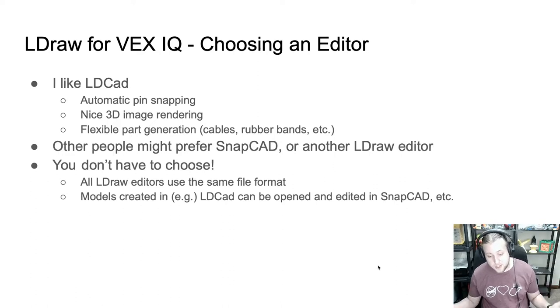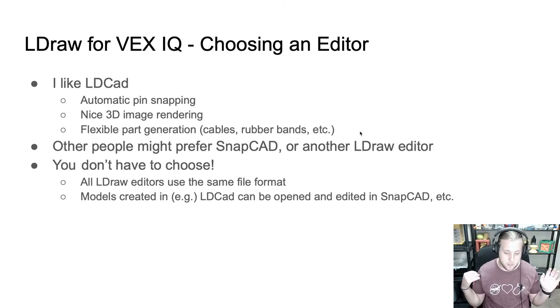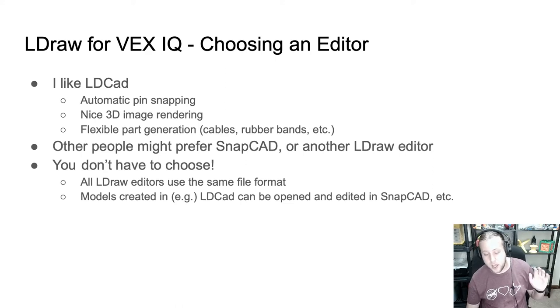So there are lots of different editors. My personal preference is for LDCAD. I think it has some really useful features, such as automatic pin snapping, which we'll take a look at in our demo in a bit. It has a really nice 3D image rendering. It makes it comparatively easy to model flexible parts like cables and rubber bands and chain. So my preference personally is for LDCAD. Other people might prefer SnapCAD or another LDraw editor, and that's okay.